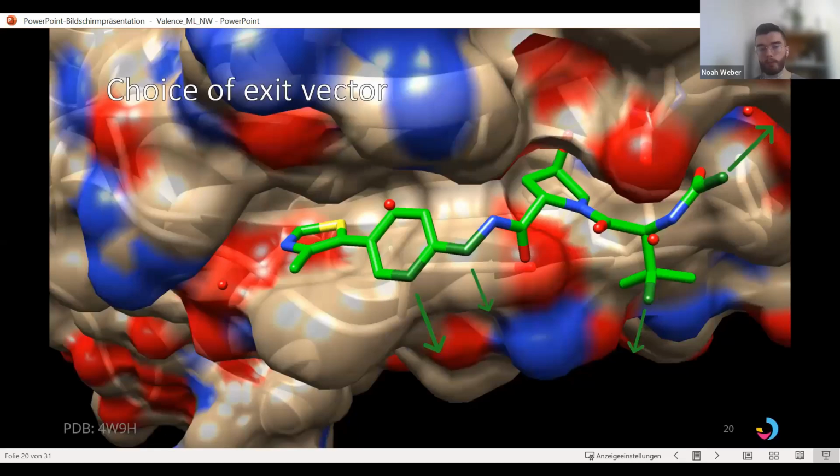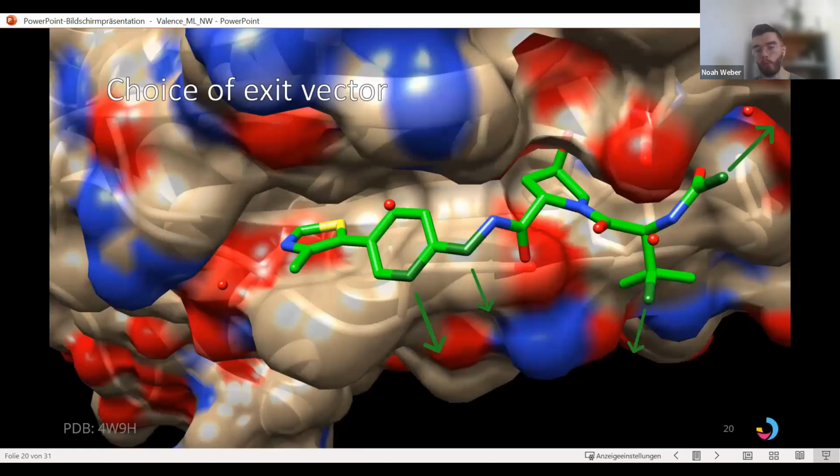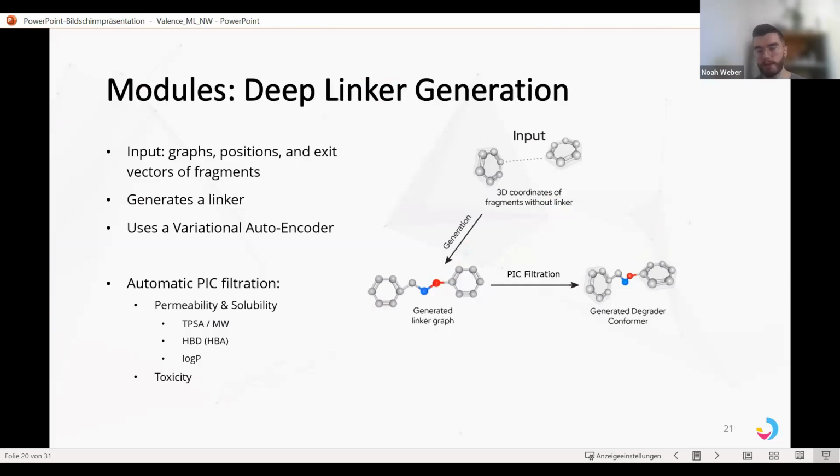And as I said, the first part in this third pillar is the deep linker generation, for which it was very important to determine the choice of the exit vector, as noted here. And this is an actual example of the 4V9H molecule. So determining the exit vectors is an important part as inputs. And this is what the deep linker generation module actually does. So we take the graph positions and active exit vectors of the fragments, and we use a variational autoencoder to generate this linker. Now, again, this is another publication that we did, and the details can be found there.